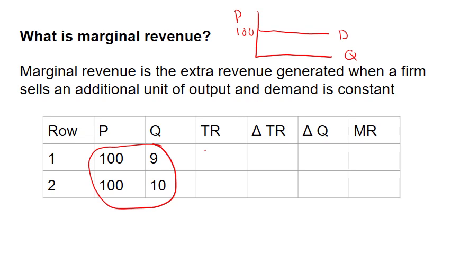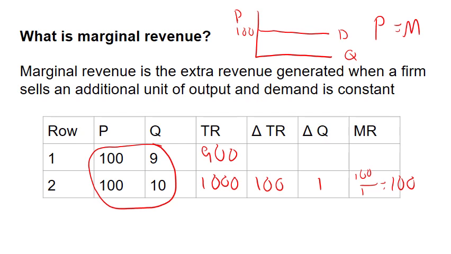Now total revenue goes from 900 to 1,000. The extra revenue is 100. The change in quantity is still 1. 100 divided by 1 gives me the new marginal revenue of $100. Perfectly competitive firms, since they don't have to cut their price to sell more, the price they charge is equal to their marginal revenue.